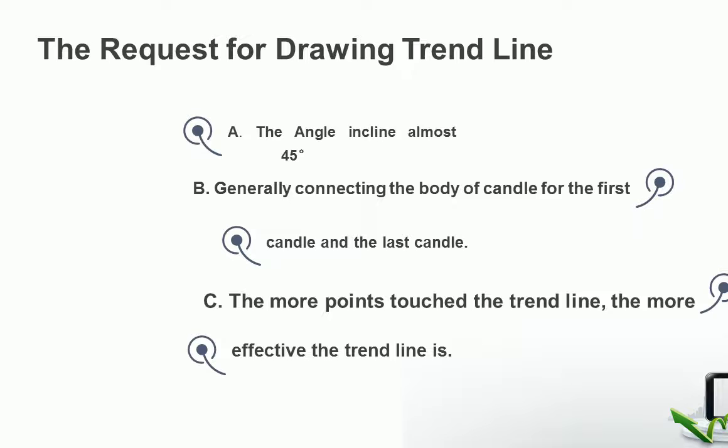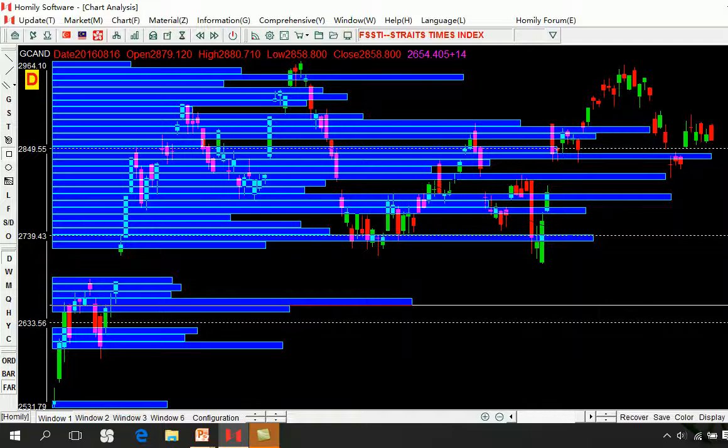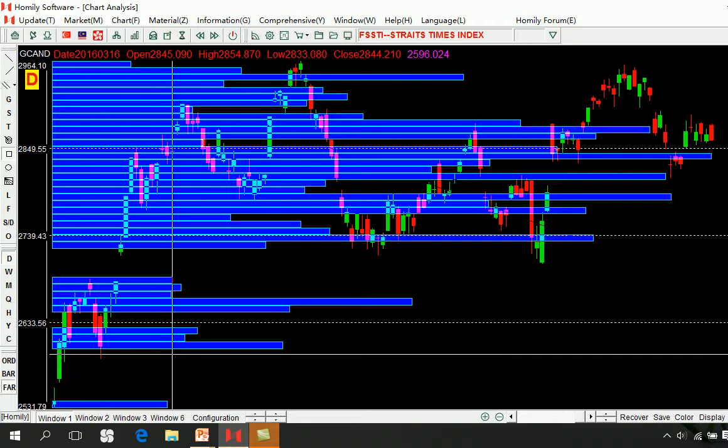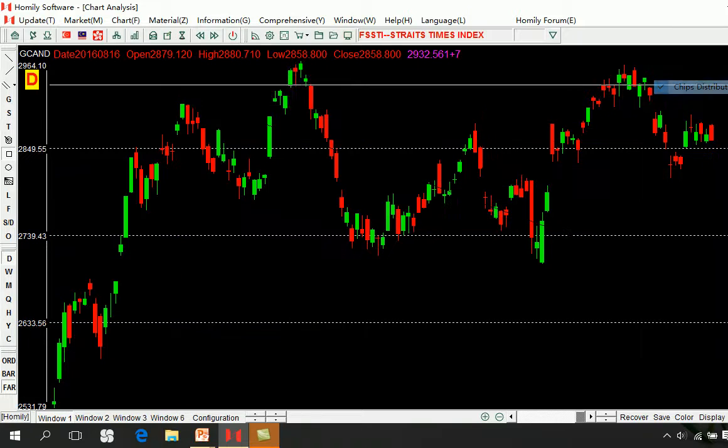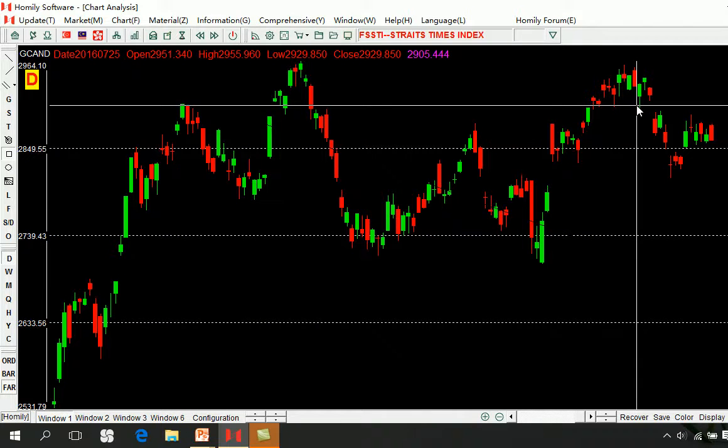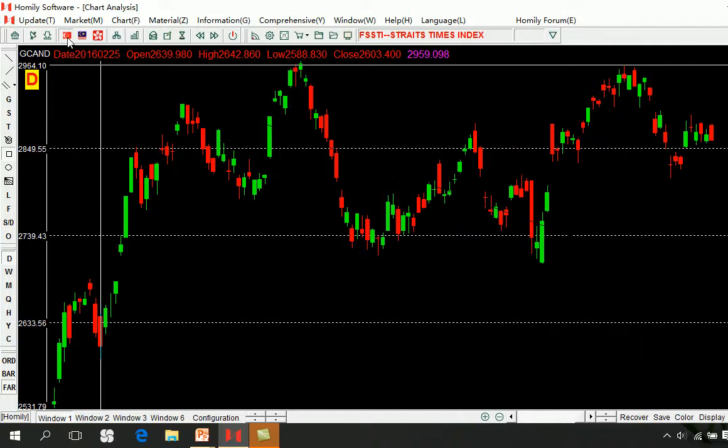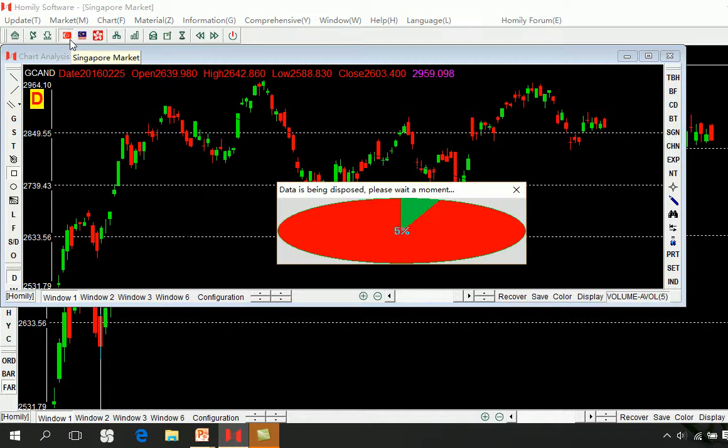If you find many points touching the trend line, it means the trend line is effective, and you can trade according to this trend line. Okay, so we can see some examples. We know that there are so many strong stocks in the Singapore market. Okay, so firstly we can open the Singapore market and find some high volume stocks.